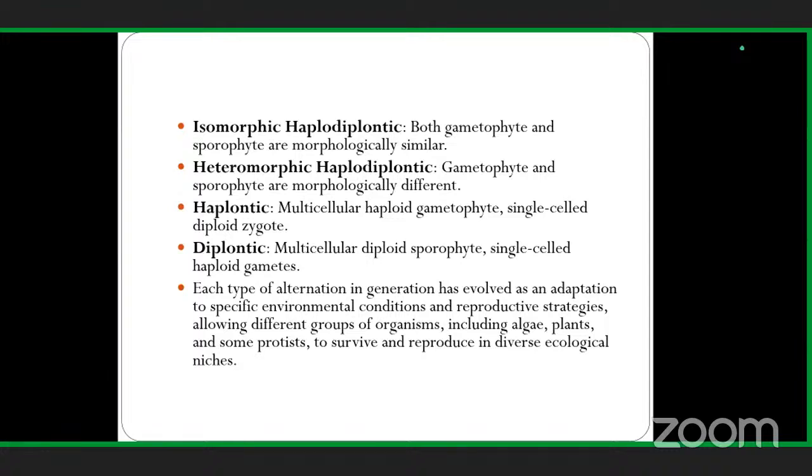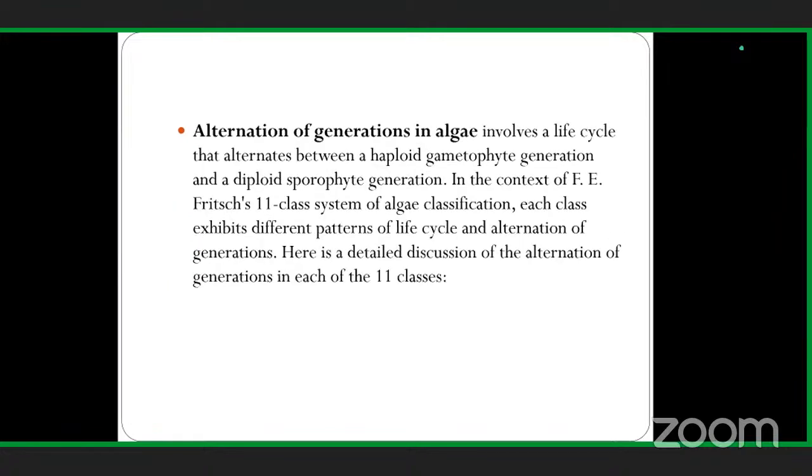So this is the summary. Isomorphic: both gametophyte and sporophyte are morphologically similar. Heteromorphic: both gametophyte and sporophyte are different. Haplontic: the multicellular dominant phase is the haploid gametophyte. Diplontic: the dominant phase is the diploid sporophyte. Each type of alternation of generations has evolved as an adaptation to specific environmental conditions and reproduction strategies, allowing different groups of organisms, including algae, plants, and some protists, to survive and reproduce in diverse ecological niches. So basically, alternation of generations helps them adapt to and survive in different environments.